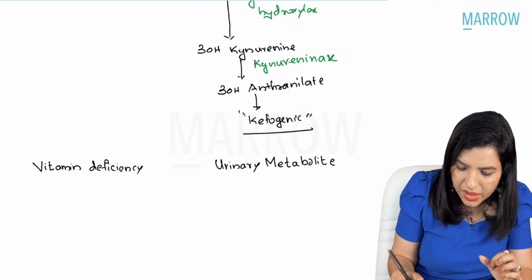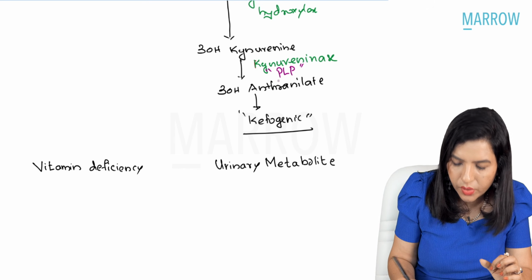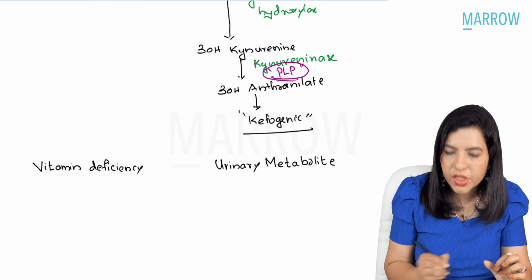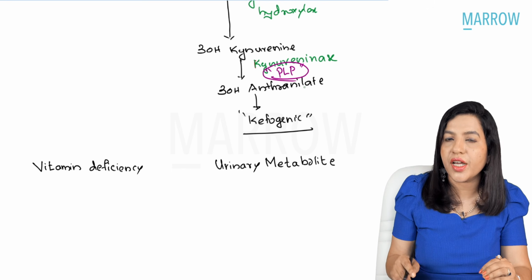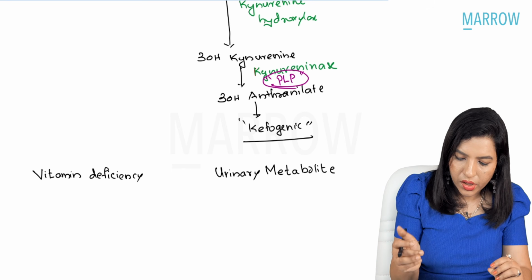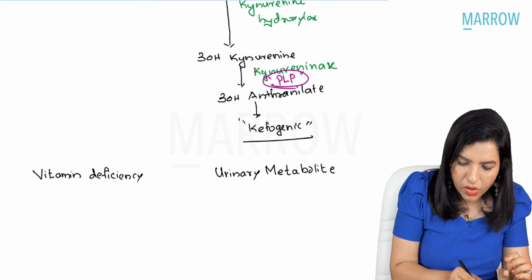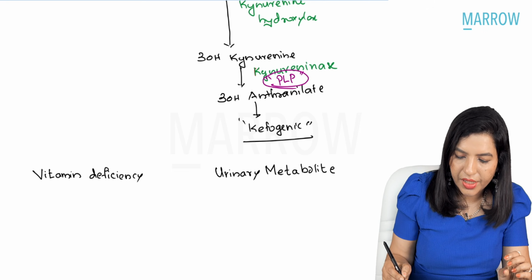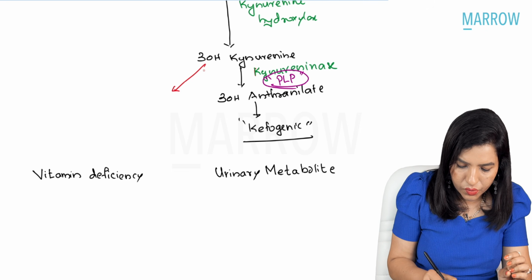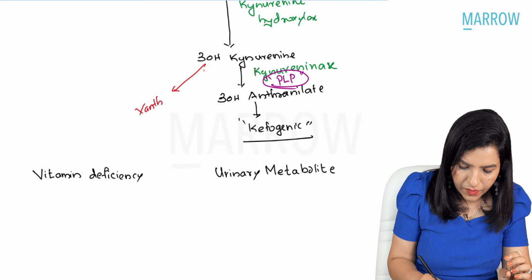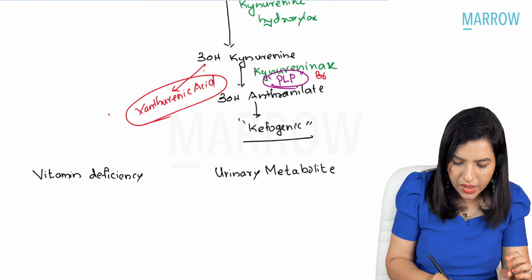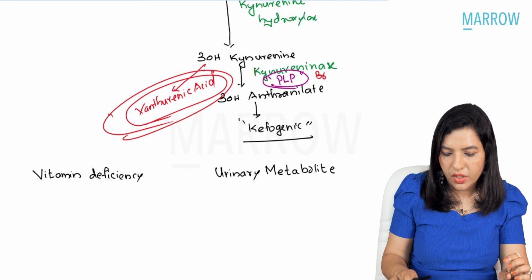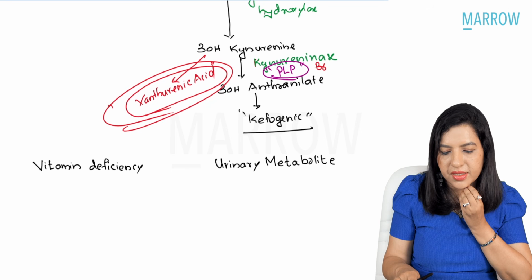Okay, so this is a B6 or a PLP requiring enzyme. So if there is a deficiency of PLP, what will happen? There is decreased formation of 3-hydroxyanthranilate. So if the 3-hydroxyanthranilate is not formed, then what will happen to this 3-hydroxykynurenine? It is converted to xanthurenic acid, or xanthurenate. So if there is a B6 deficiency, there is excretion of xanthurenic acid.